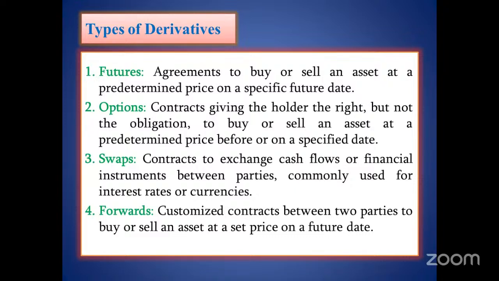And options are contracts giving the holders the right but not the obligation to buy or sell at a predetermined price before or on a specific date. Otherwise, when they are in the agreement, it is not possible to purchase or sell the property. So when a person purchases the property, they look at the future dates, or else they must complete those transactions.